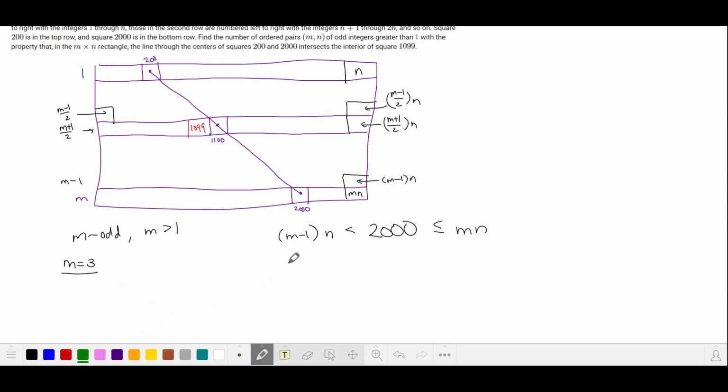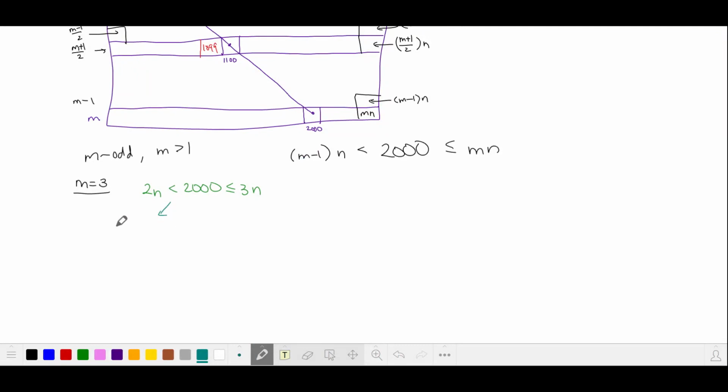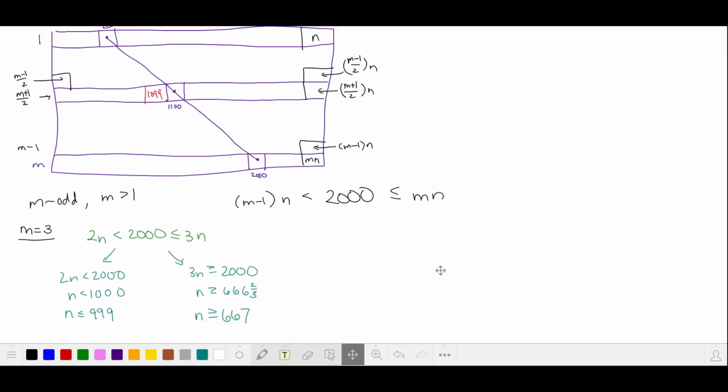So when m is equal to 3, this chain inequality becomes 2n, between 2n and 3n. Split this up. Okay, so we have that n has to be odd. So our largest value of n from this part of the chain inequality is 999. We have 3n greater than 2000. So again, n has to be an odd integer. The next one is 667. I'm going to keep track of these.